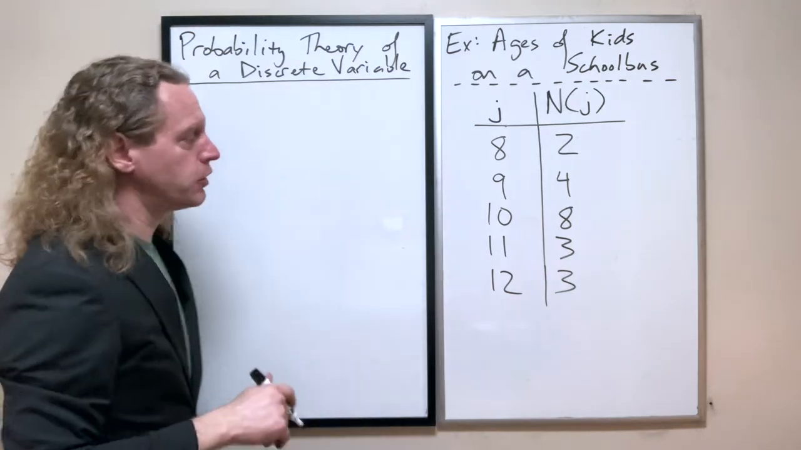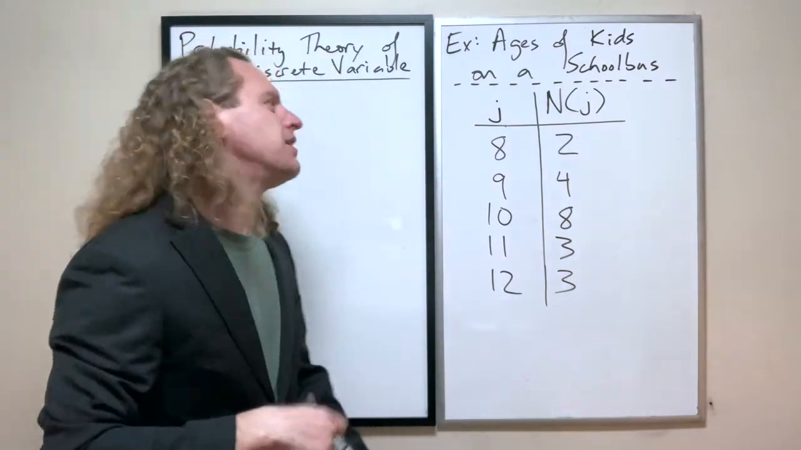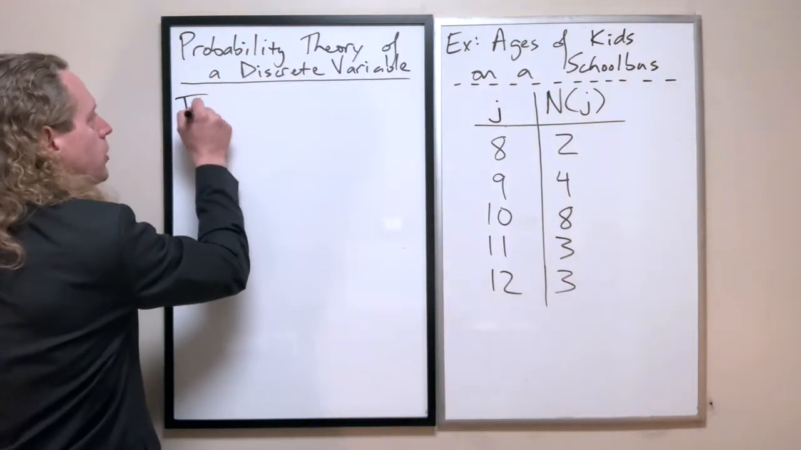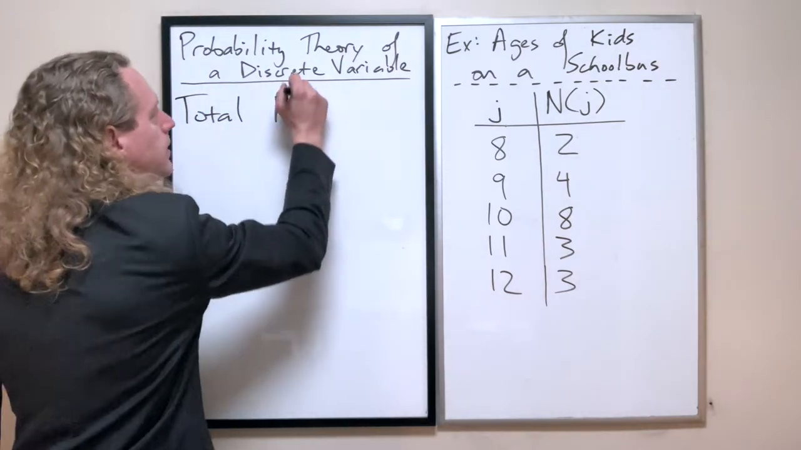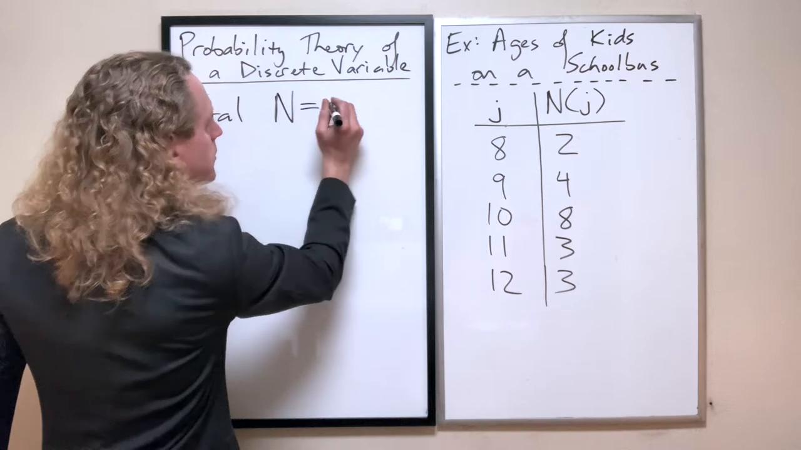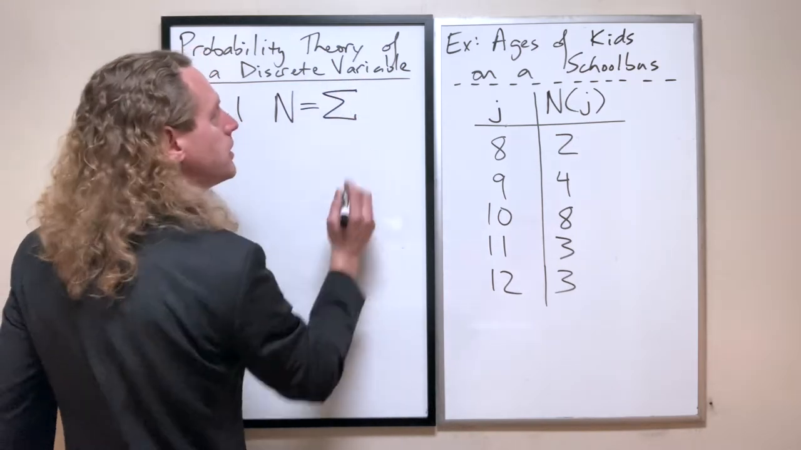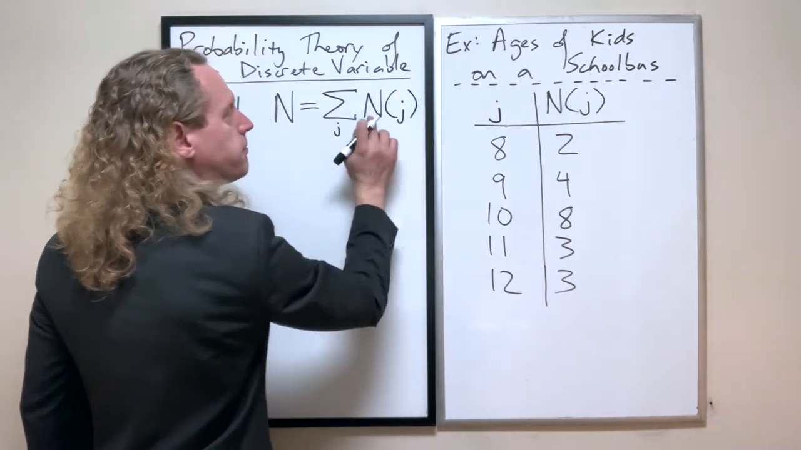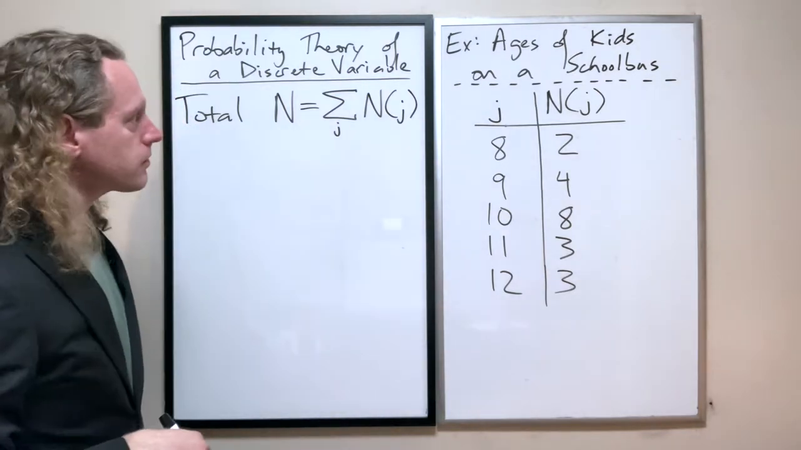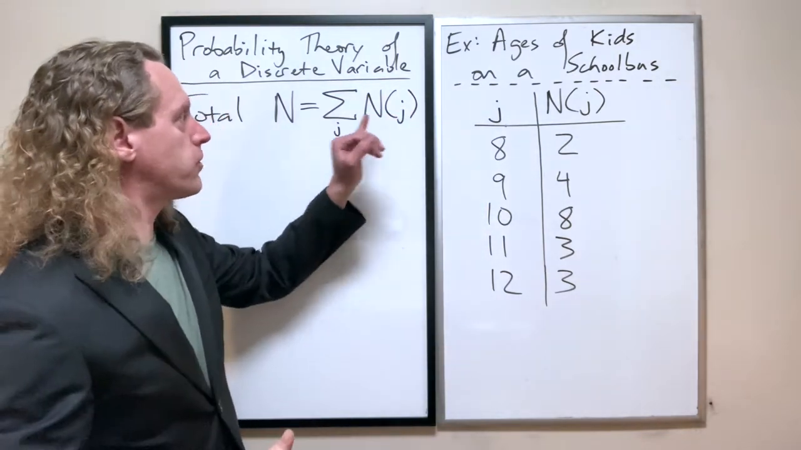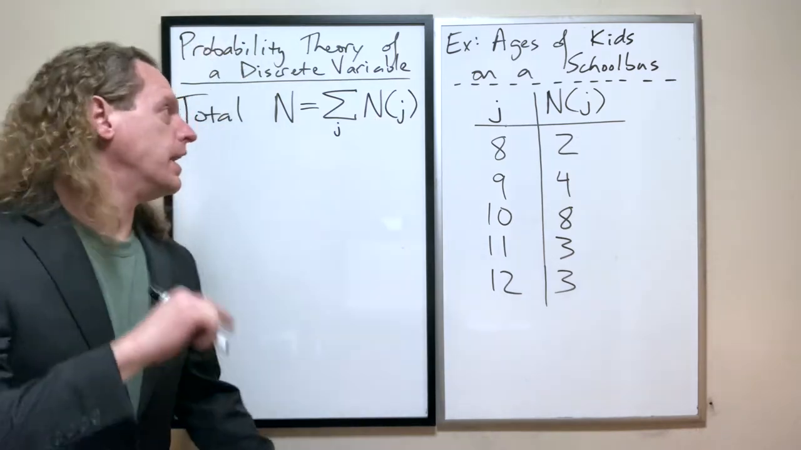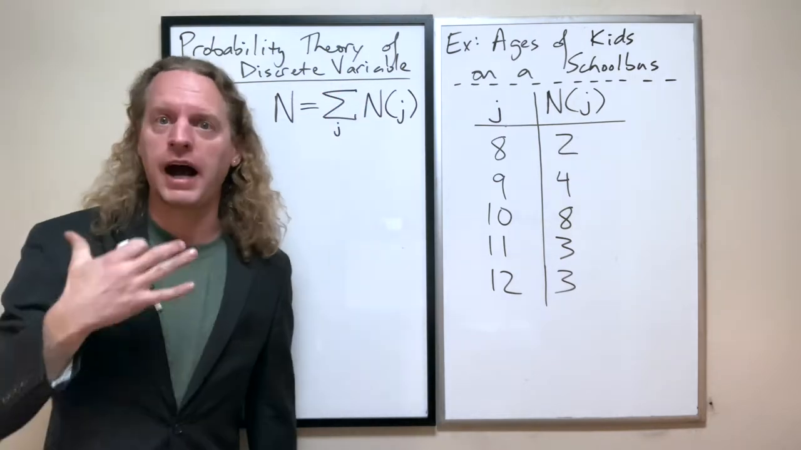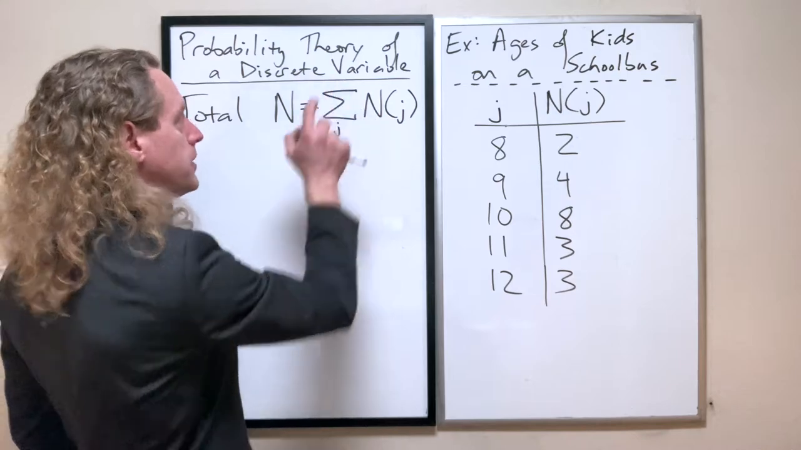First of all, if you want to calculate the total number of students on the bus, you literally just add up how many are 8, how many are 9, and so on. Putting that more clearly, the total, which we will write as N, is calculated simply by summing over all values of j the value of the function of that index variable. So again, that's just 2 + 4 + 8 + 3 + 3. And from here on out, I will never tell you what the limits of the index are, because I'm going to assume you're smart enough to fill those limits in for yourself.